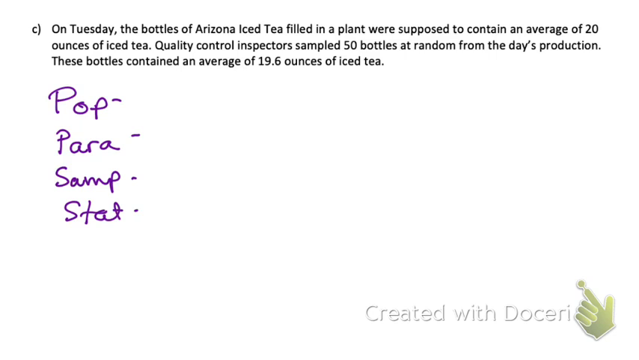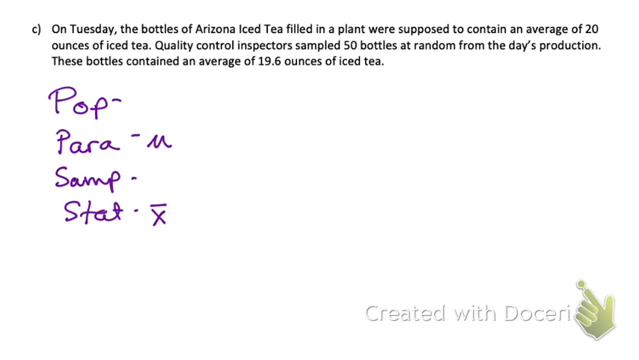What kind of problem is this? Means problem. Perfect. This is a problem about means. So, what is the parameter for means? Mu. And what is the statistic for means? X bar. Perfect. Look at y'all.